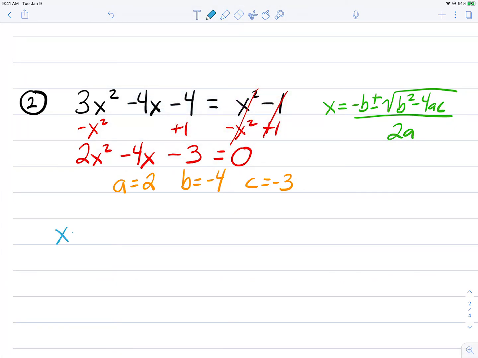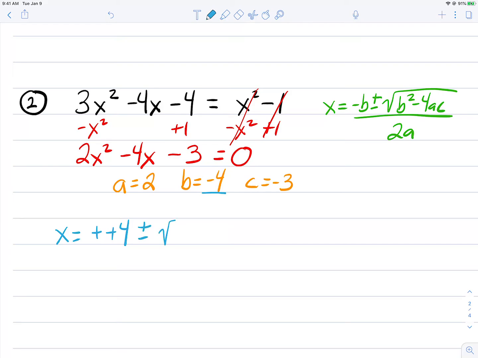So x equals, let's plug in some numbers. Now this is where we need to be careful with our negatives, because in the quadratic formula it says negative b, and my b is negative. So we would have a negative 4, and two negatives just make that a positive. So that really just becomes a 4.